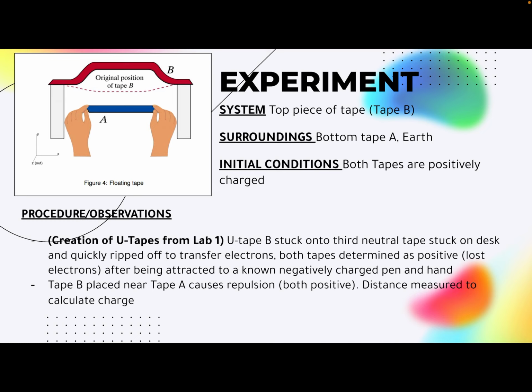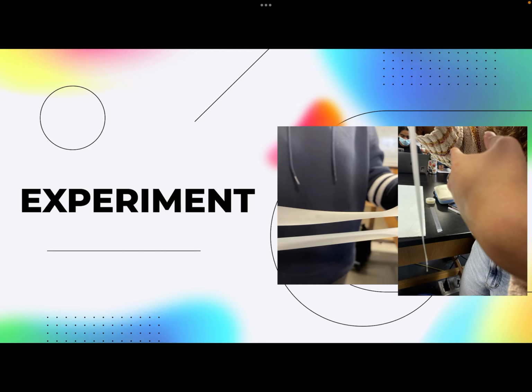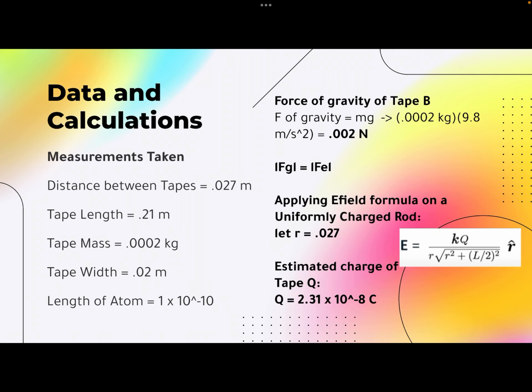For the procedure, tape A is held stationary and tape B is held on top of it until they start to repel due to their alike charges. The distance between the tapes due to the repulsion is recorded to later calculate the magnitude of their charges. Here's some images of my experiment. And the following measurements taken during the experiment can then be used to deduce the following.